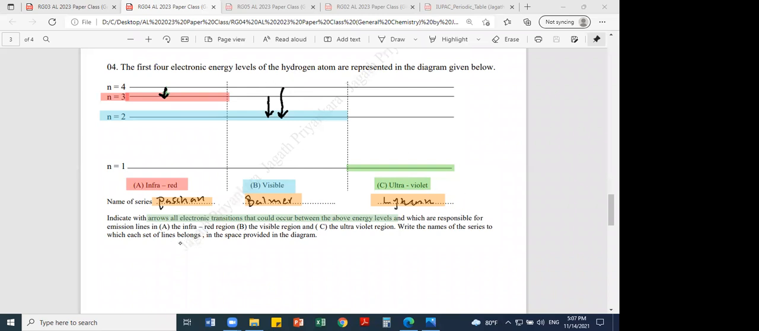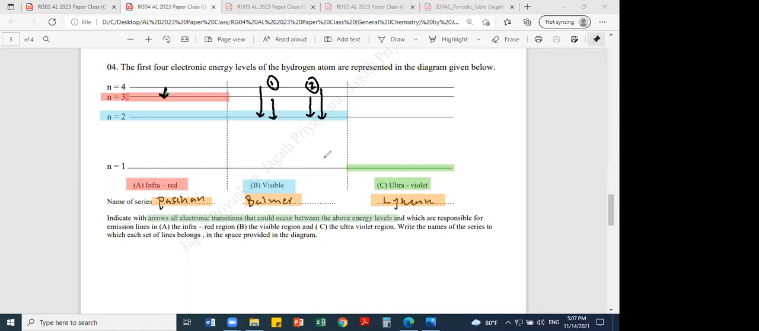Can't we draw this the other way around? Can I draw like this? First I draw the long one and then I draw the short one. Which one is correct out of these, 1 or 2? This way or this way? Which is most accurate? Both are from the higher level to the second level, the Balmer series.